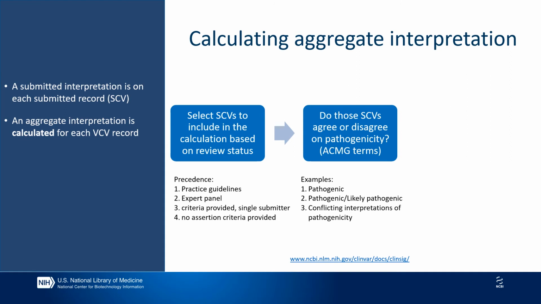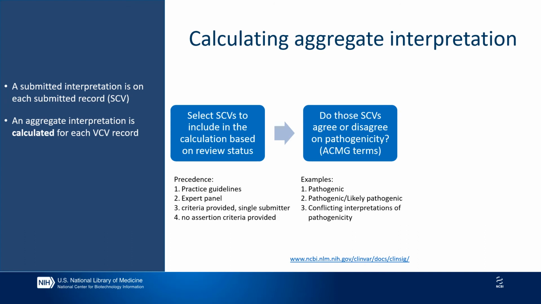If there's any other conflict, so pathogenic versus benign or uncertain versus either pathogenic or benign, we call that a conflict. And the aggregate interpretation would be conflicting interpretations of pathogenicity. And then we also provide information about what those conflicting interpretations are.